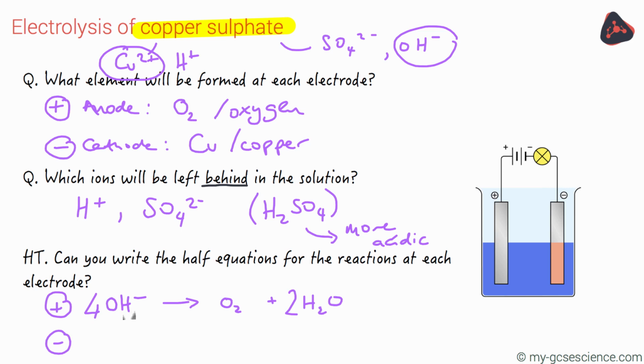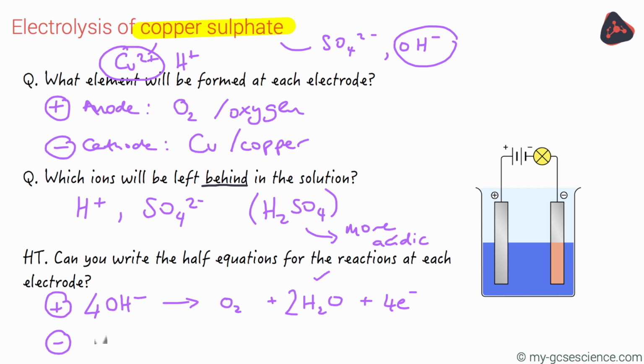This means we have 4 hydrogens as well. So if we have 4 hydrogens, we've already balanced it. 2 times 2 is 4, so we have 4 hydrogens. So we've balanced the number of elements now. We just have to make sure we've got the right number of electrons. So on this side we have 4 negative charges. So we need to make sure we have 4 negative charges on this side as well. 4 electrons. And that's the half equation for the hydroxide forming oxygen and water at the anode.